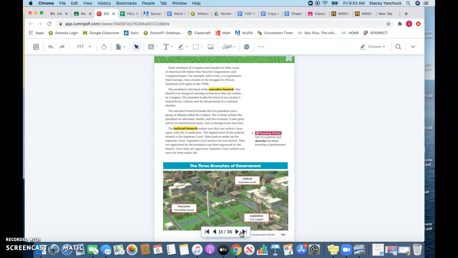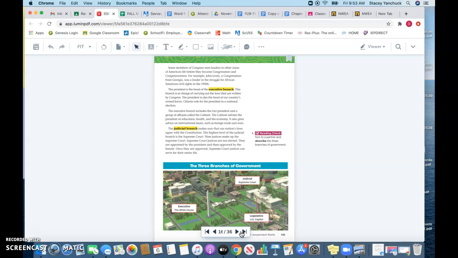Some members of Congress were leaders in other areas of American life before they became congressmen and congresswomen. For example, John Lewis, a congressman from Georgia, was a leader in the struggle for African American civil rights in the 1960s. The president is the head of the executive branch. Highlight that line right there. The president is the head of the executive branch. This branch is in charge of carrying out all the laws that are written by Congress.